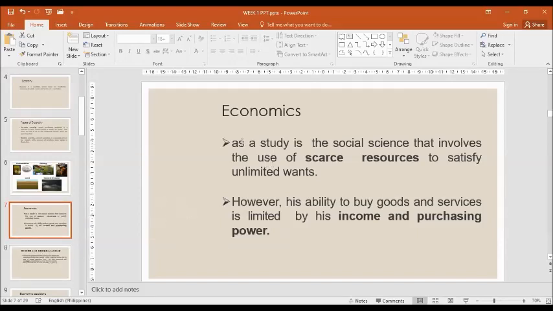So this is the first definition, the very simple definition of economics: use of scarce or limited resources to satisfy the unlimited wants, because we all know that people have unlimited wants.